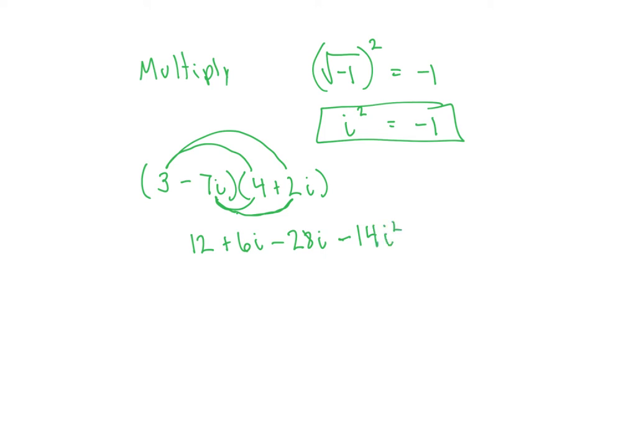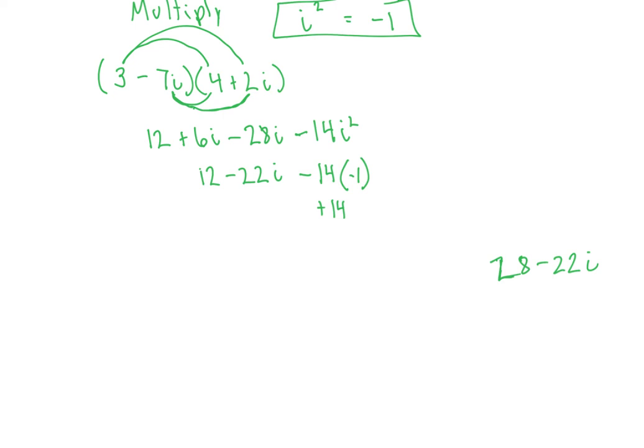If we were to simplify this, we can go 6 minus 28 is negative 22i. But then I can go and write i squared as negative 1, which means that this is a plus 14. Negative 14 times negative 1 is a positive 14. So 12 plus 14 is 26 minus 22i.